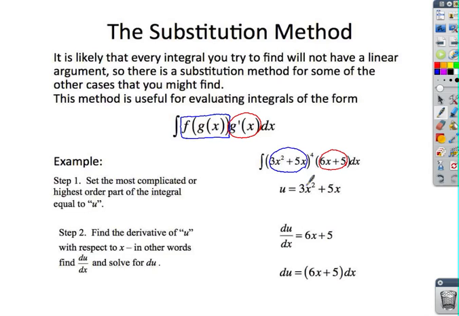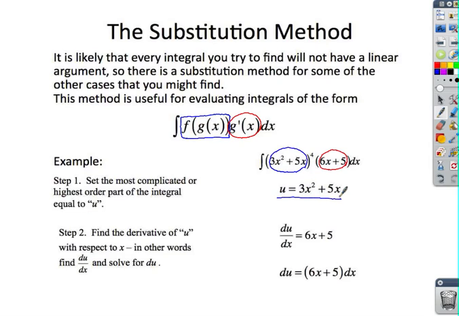So what we're going to start with is called the substitution method. I'm going to pick the most complicated part, or the highest order, the part that has the highest exponent. And again, we're looking in the parentheses at that. So I see that 3x squared plus 5x is the highest order part of this expression. So I'm going to substitute that with u. I'm going to equate u to 3x squared plus 5x.